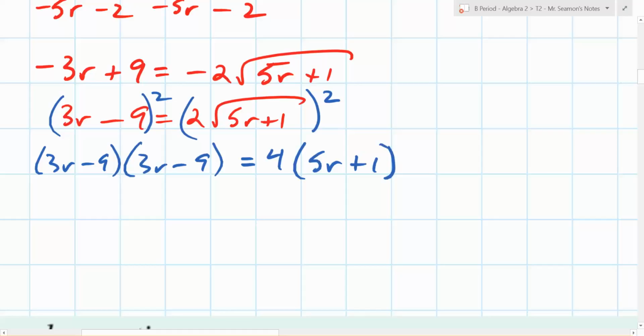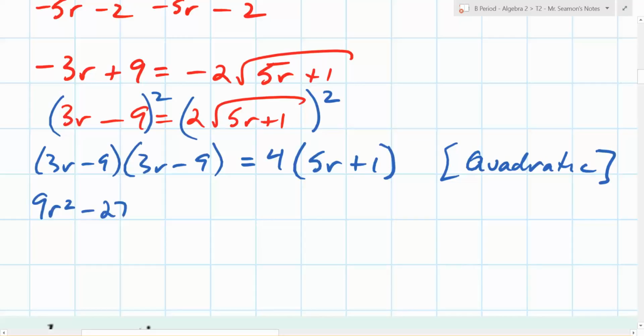What type of equation do we have now? This is a quadratic. What do we have to do now? We have to set it equal to 0, but before that we need to distribute. You could do either one, but you need to distribute, clean it up, right? So what do you end up with? 9r squared minus 27r minus 27r plus what?